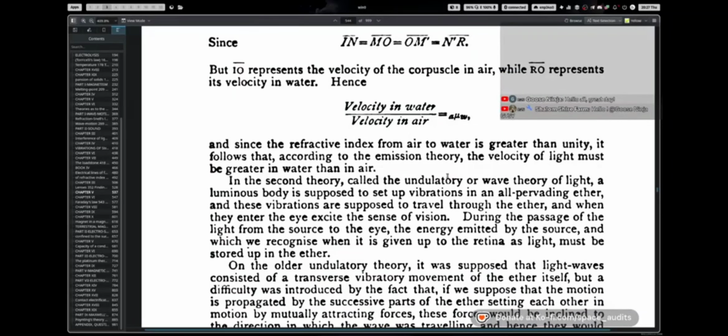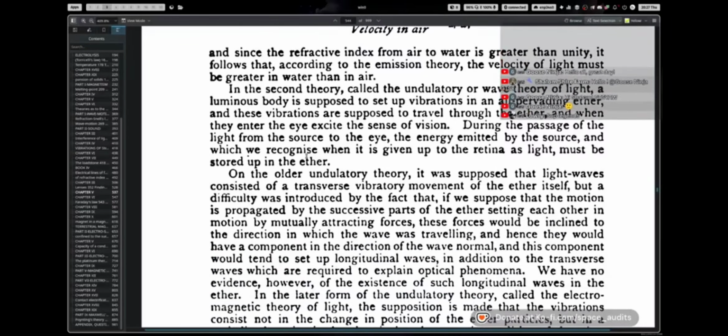In the second theory, called the undulatory theory, the wave theory of light, the luminous body is supposed to set up vibrations in an all-pervading ether, and these vibrations are supposed to travel through the ether. When they enter the eye, they excite the sense of vision. During the passage of light from the source to the eye, the energy emitted by the source, which we recognize when it is given up to the retina as light, must be stored up in the ether.